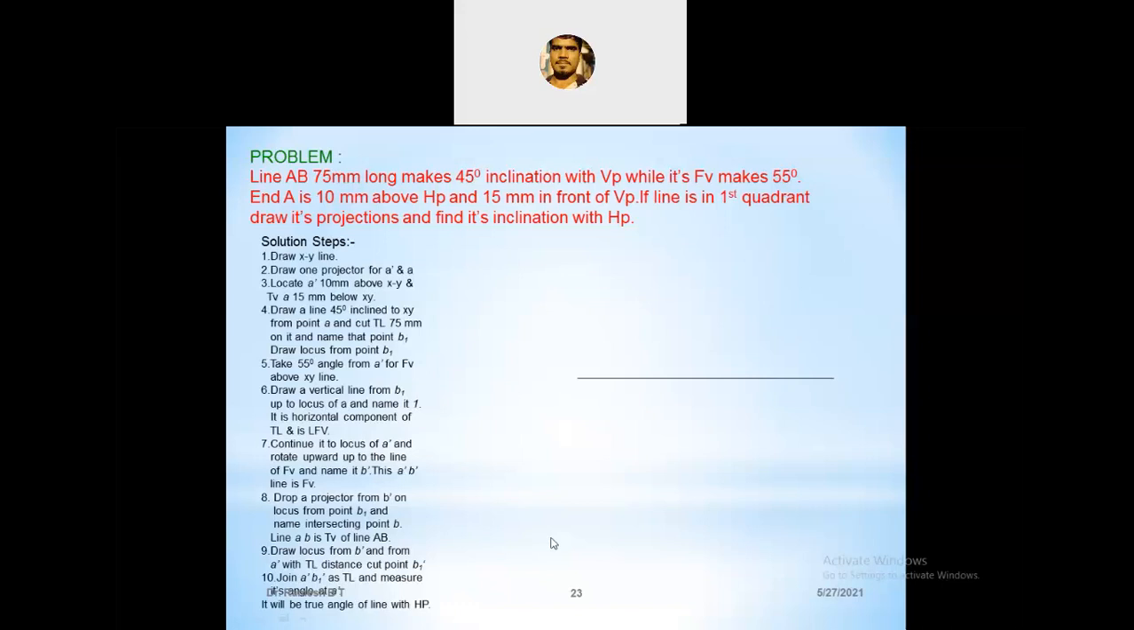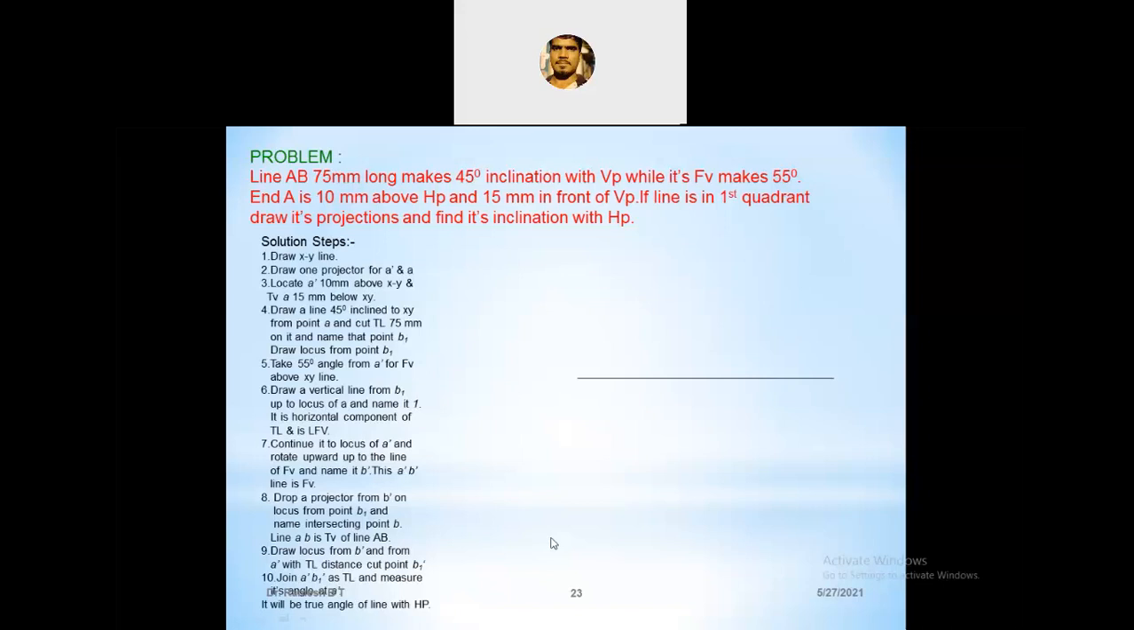You have to follow the same procedure. Draw the XY line and make a note of VP and HP. That represents the first quadrant. Draw one end projector. A is the fixed end and B is the rotating end. So always draw the A end near the XY line, A and A dash, and locate A dash 10 mm above the XY line, and the top view 15 mm below. Then draw a 45 degree incline to XY from the point A in the top view, and cut the true length 75 mm on it.